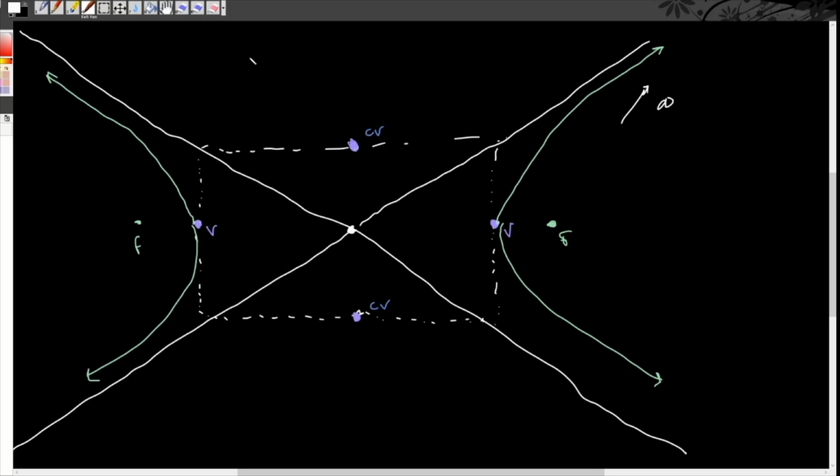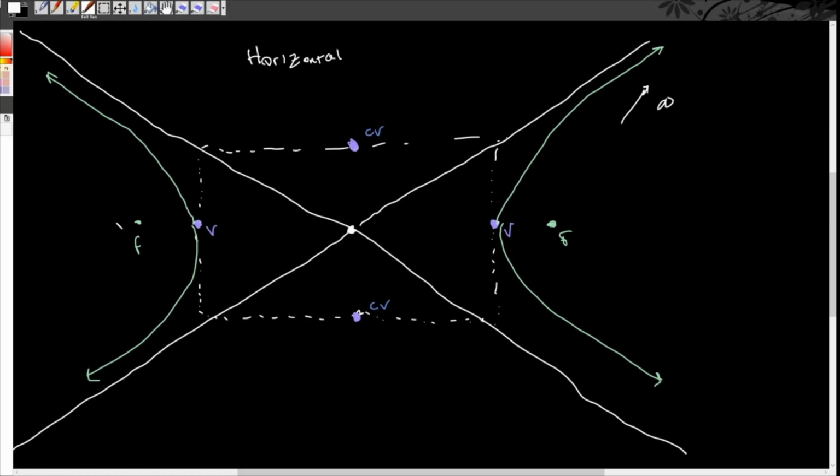So this is a horizontal hyperbola. The vertices are where it touches. The co-vertices are on the opposite axis. The foci are with the vertices, on that same axis.